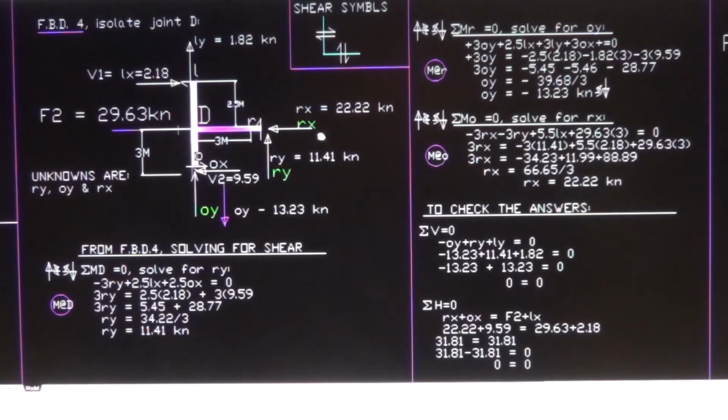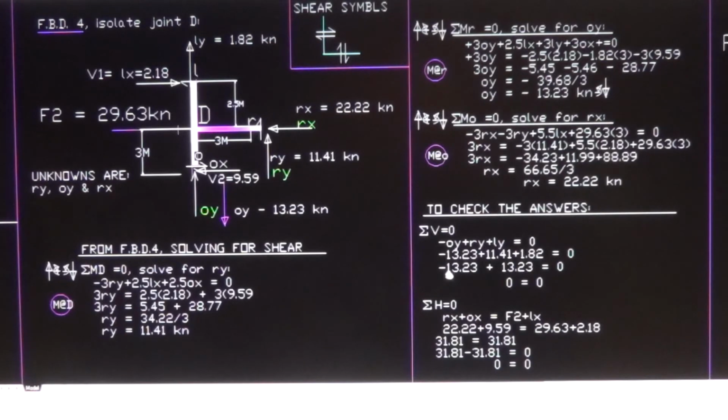Now since we have all the shear forces, the unknowns are solved. Since we solved all the unknowns, now we have to check the answers whether they are correct or not. To check the answer, you have to use summation of vertical forces and summation of all the horizontal forces. Summation of vertical forces is equal to 0. OY, you found it negative, so minus OY plus RY plus LY is equal to 0. Minus 13.23 plus 11.41 plus 1.82 going up.